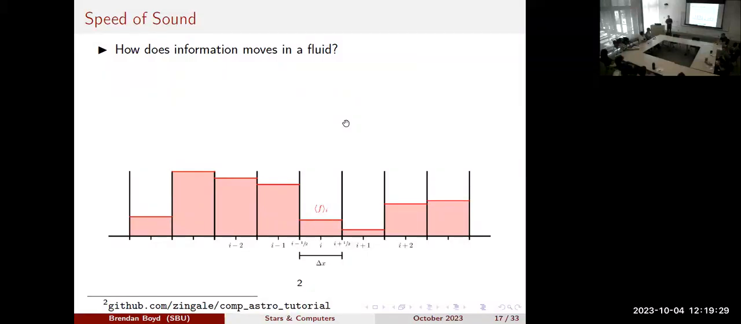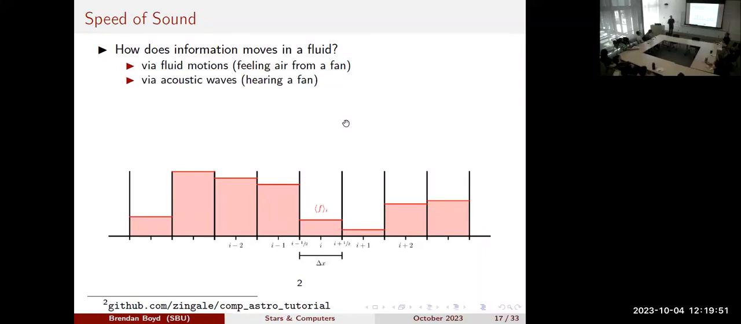But that's not the whole picture. So we have to really think about how the information is moving in a fluid. One way is through these fluid motions, as I just explained. If you're sitting in front of a fan, you will feel the air blowing into you. That's all the information you need to know that there's a fan there.